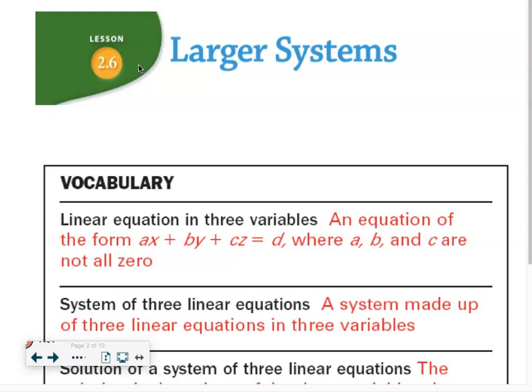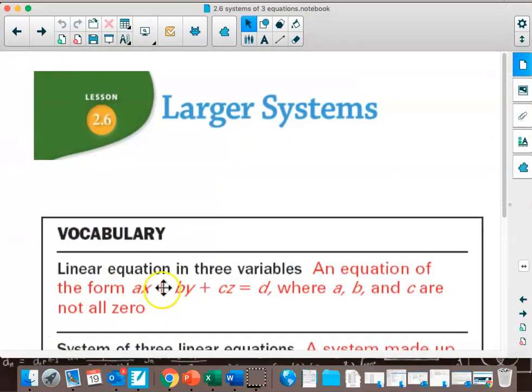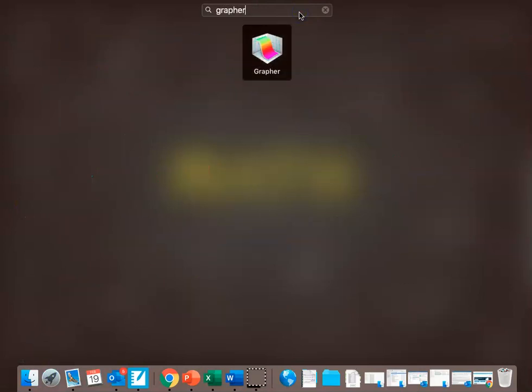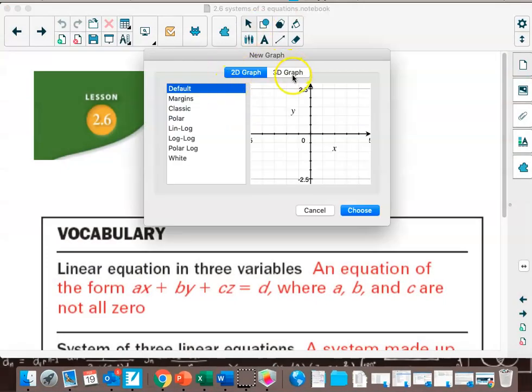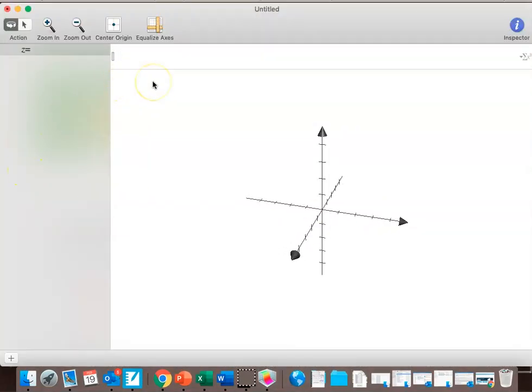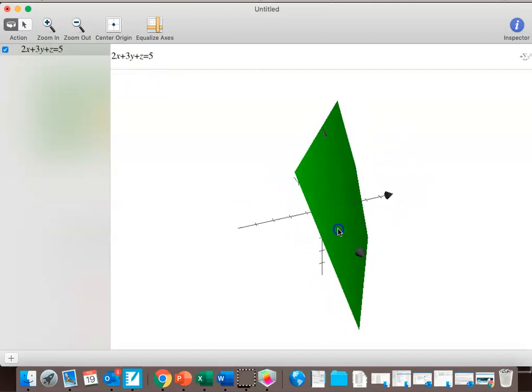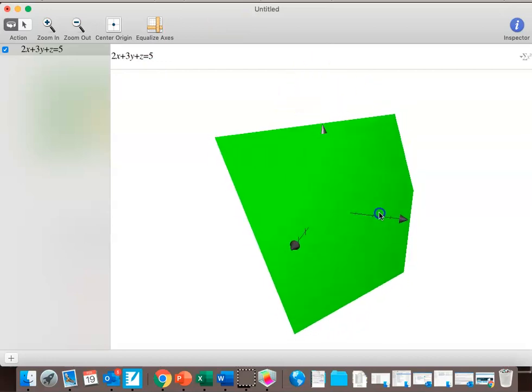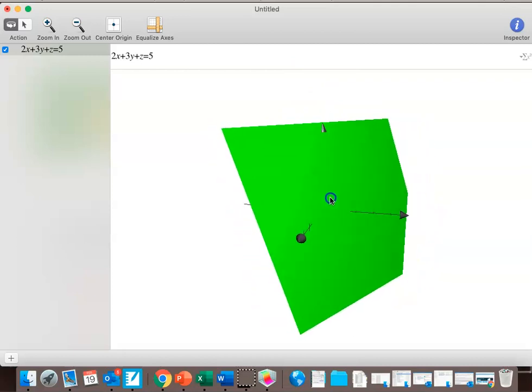Here, I'll show you. All right, let me show you. Okay. So, a plane. If I graph 2x plus 3y plus z equals 5, that's what a plane looks like. It's like a sheet that extends in all directions. Now, say this is my plane, right?